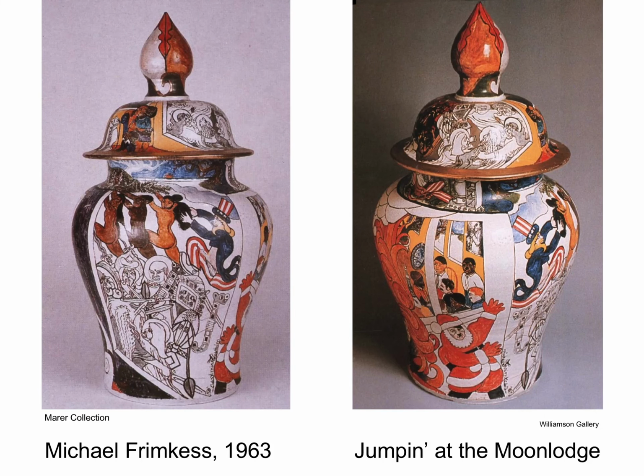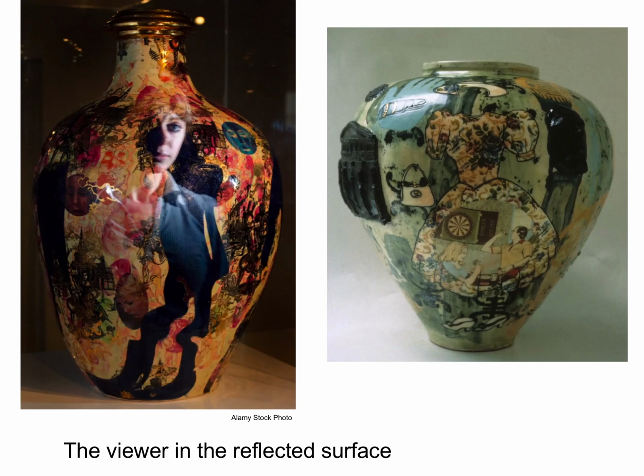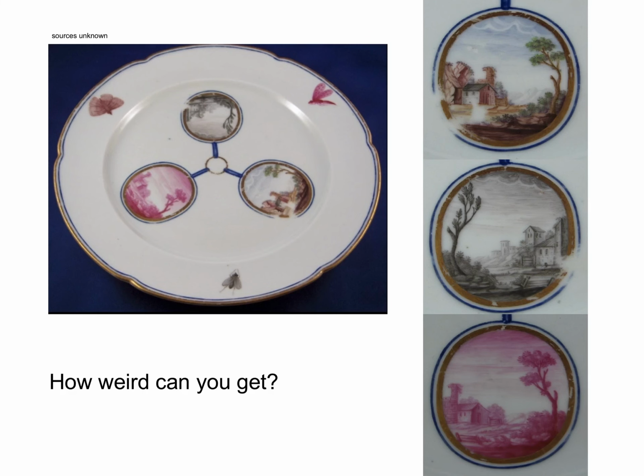Oops, I have a few more. This is the work of Michael Frimkess from 1963, using an Asian form with wonderful contemporary surfaces, again conflating different cultures, different times, and combining them in a very dynamic way. And the work of Grayson Perry, who basically is a follower of Michael Frimkess, whether he knows it or not, doing something similar in the contemporary world, where he uses the reflected surface of the glaze to introduce the viewer into the form itself. That's another integration of things.